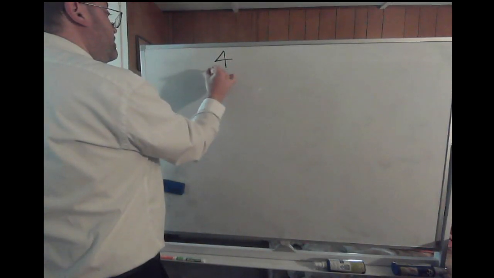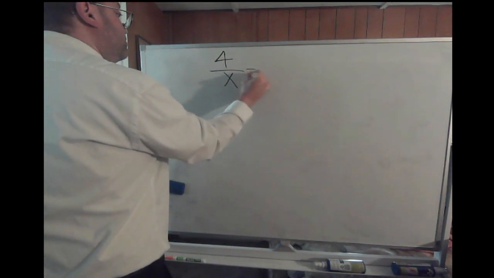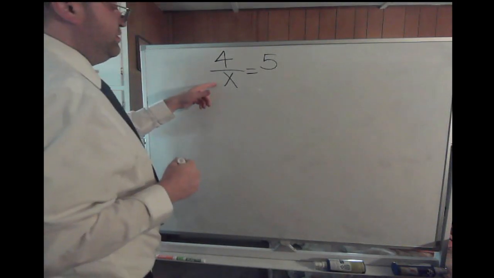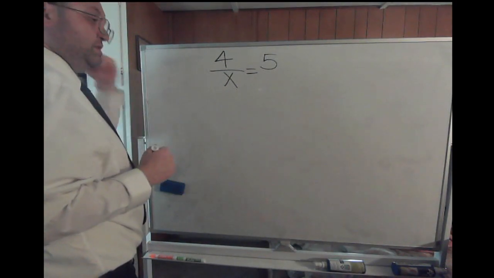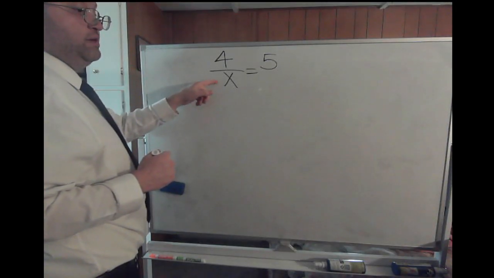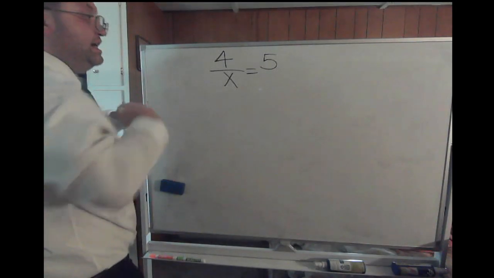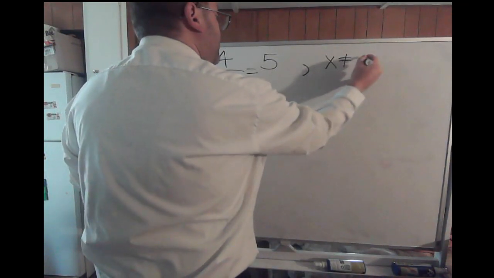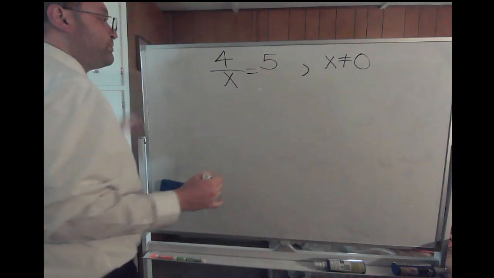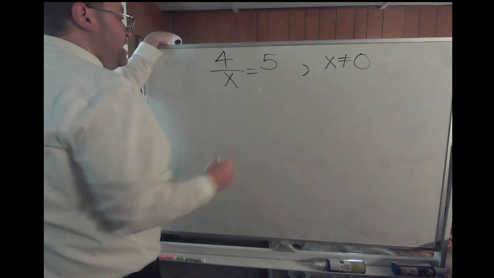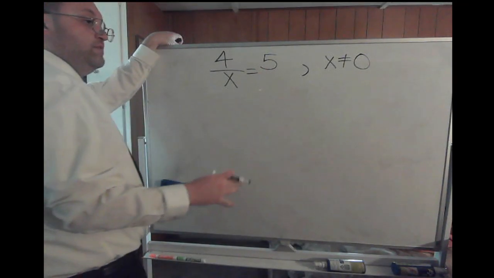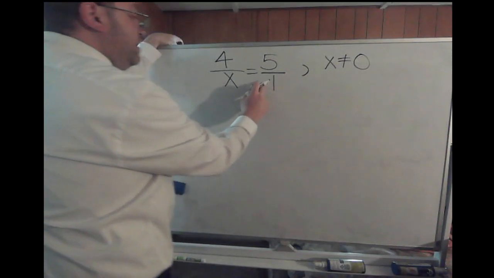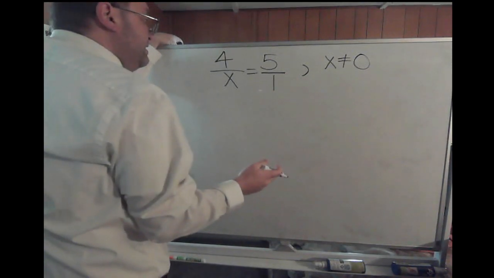We have 4 all over x is equal to 5. Well, first, that value of x cannot equal 0 because you would have a 0 in the denominator, which would make the expression undefined. So x therefore cannot equal 0. Now, on the right side we just have 5. Isn't it true the default denominator is 1? So we can put a 1 in the denominator for the 5.